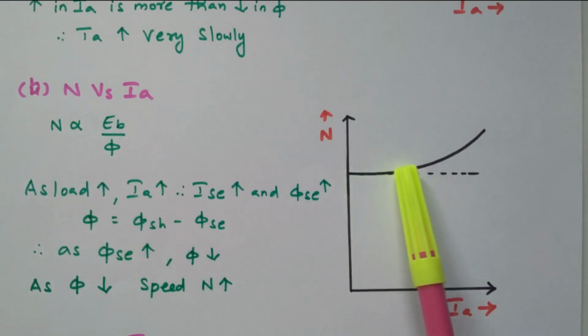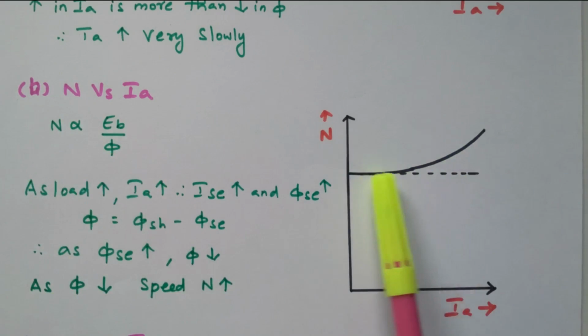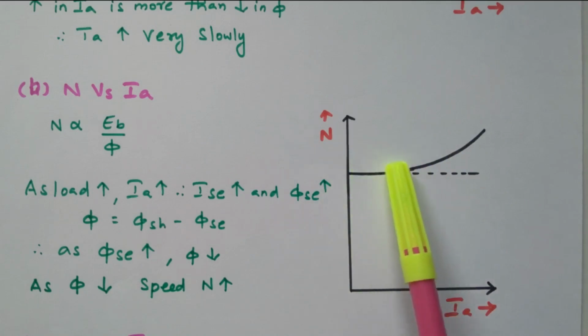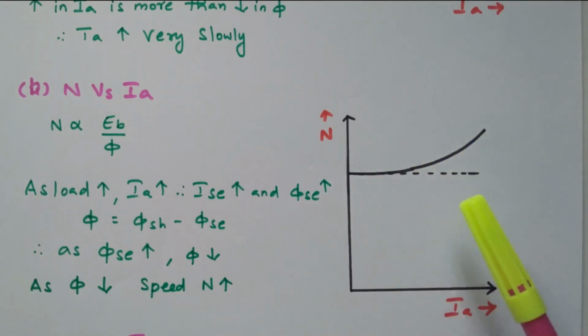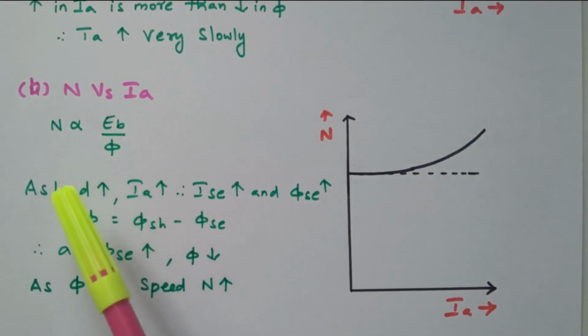See this, the speed will increase. This is the no load speed, this is the loaded speed. When the load increases, armature current increases, and at that time the speed of the motor keeps on increasing. In the previous case, the cumulative compound motor, the speed decreased, but here the speed is increasing. That is because speed and flux are inversely proportional.